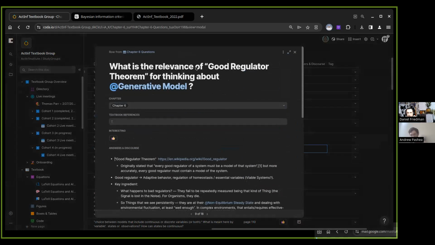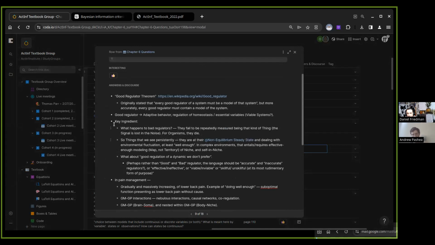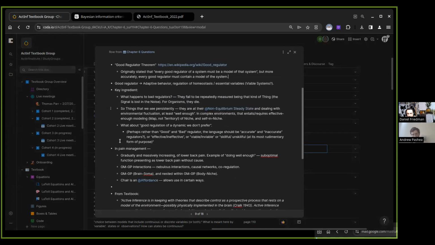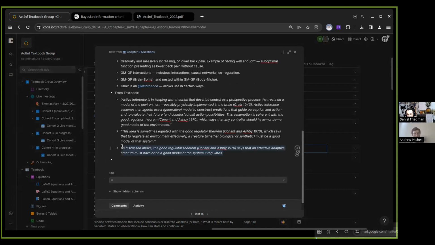Okay, what is the relevance of thinking about the good regulator theorem for thinking about the generative model? So from cybernetics, the good regulator theorem was originally stated: every good regulator of a system must be a model of that system, or more accurately, every good regulator must contain a model of that system. Here are a few quotes from the textbook.